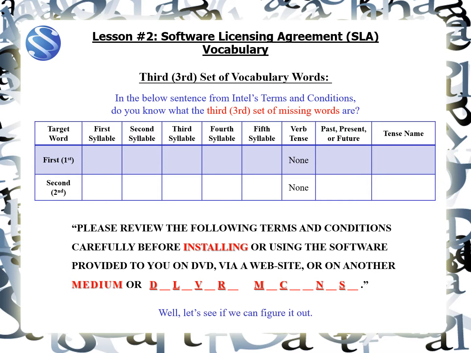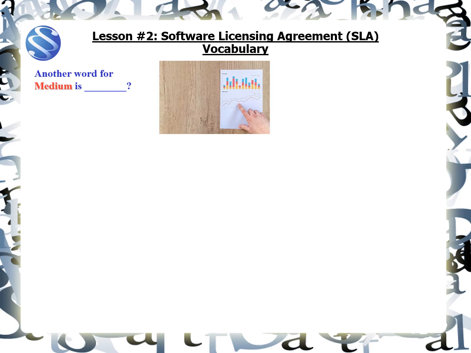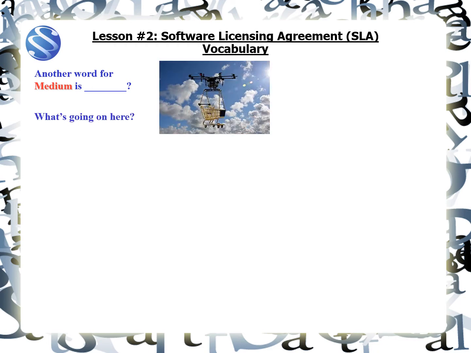Now on to vocabulary word or words number 3. In the below sentence from Intel's terms and conditions, do you know what the third set of missing words are? Let's go ahead and read the sentence. Please review the following terms and conditions carefully before installing or using the software provided to you on DVD via a website or on another medium, or... Well, let's see if we can figure it out. Another word for medium is... what's going on here?